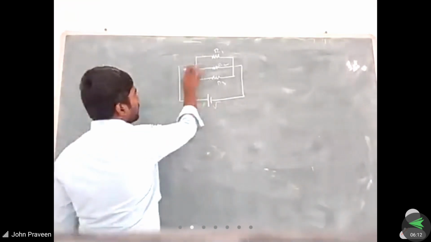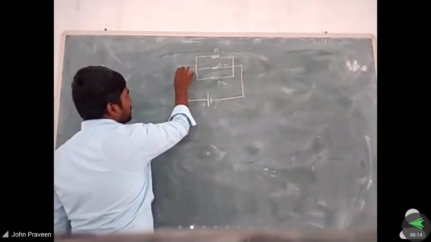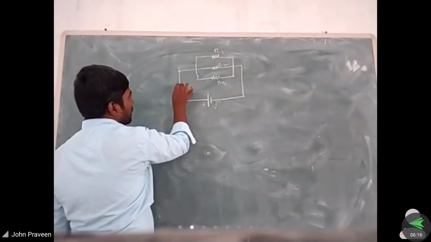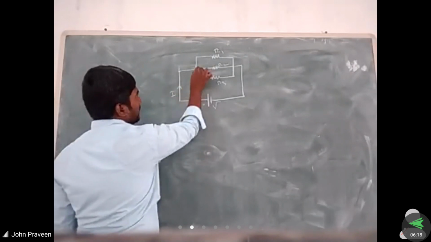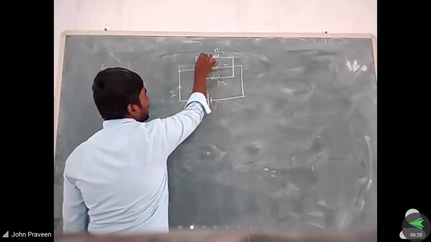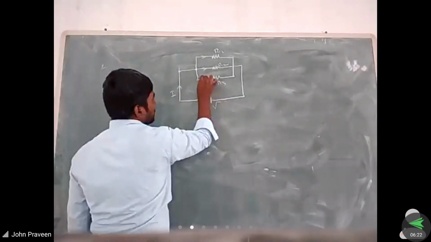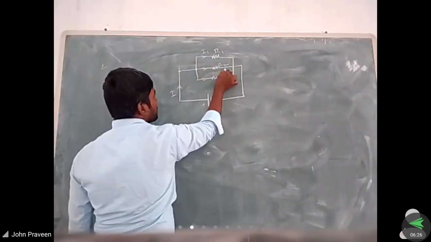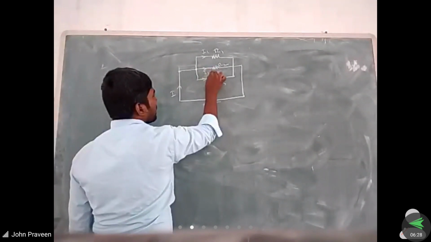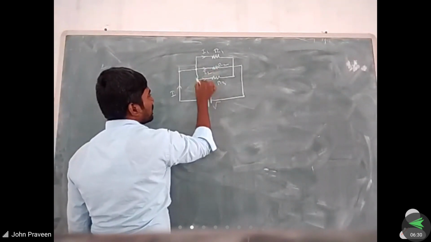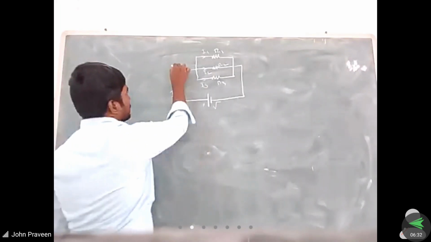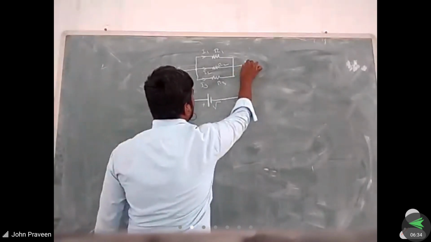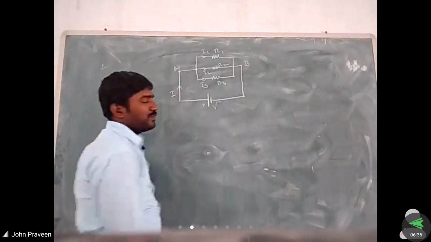Just we are assuming, at this node the current I enters. The total current I enters at this point. It is divided into three portions. From R1 current I1 flows, from R2 current I2 flows, from R3 current I3 flows. Just we are assuming these are the terminals A and B.